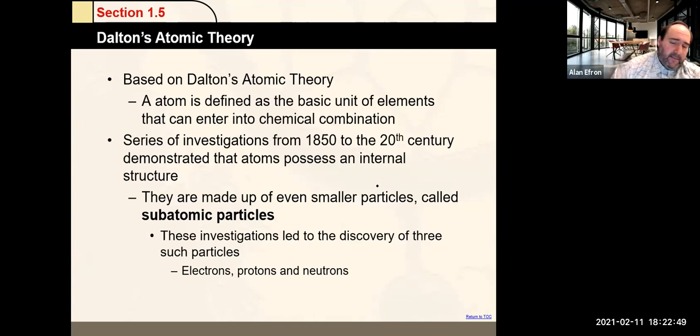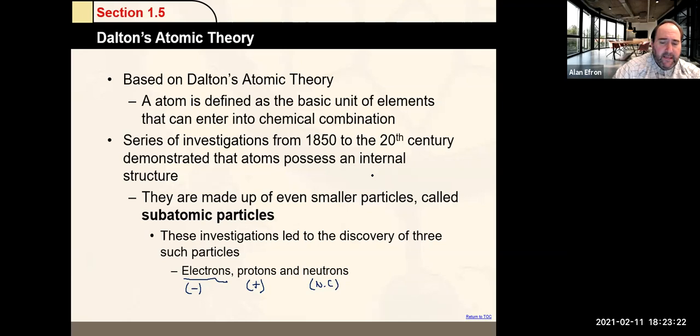And those subatomic particles, we're going to talk about each of them here in the future, and how they came about. But we have electrons, which, as you may know, are negatively charged. We have protons, which are positively charged. And we have neutrons, which have no charge associated with them. So the discovery of a lot of these allowed us to have a good understanding of what is going on in terms of the structure of the atom.